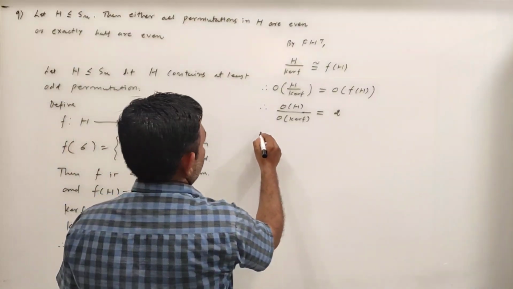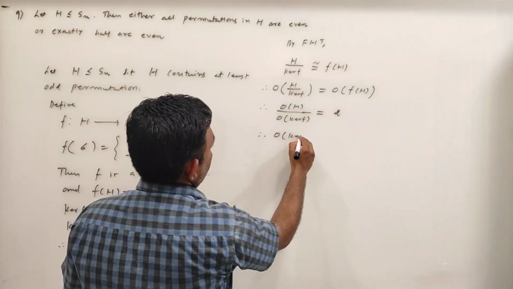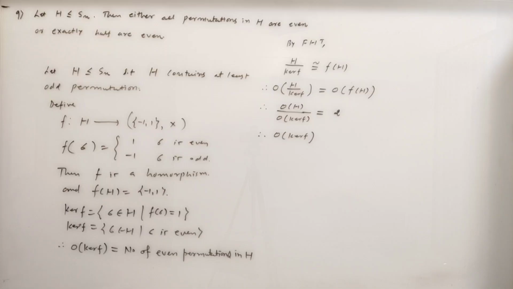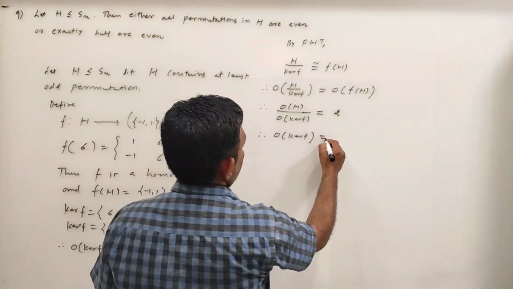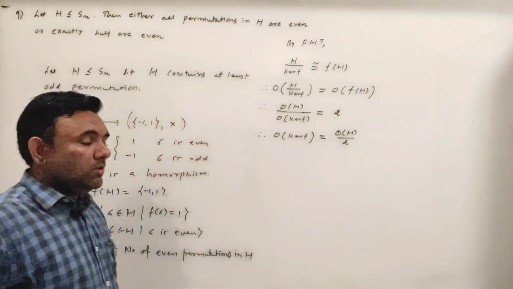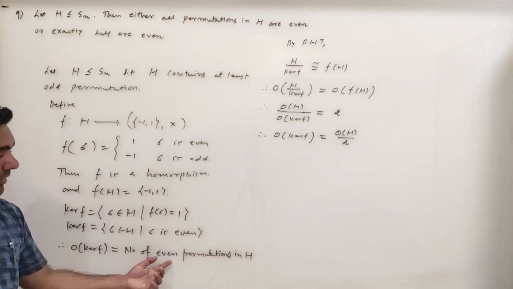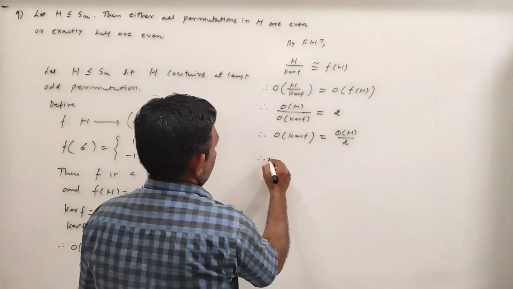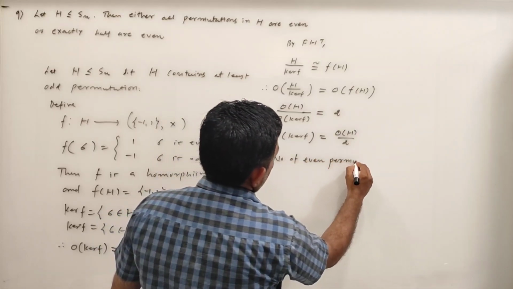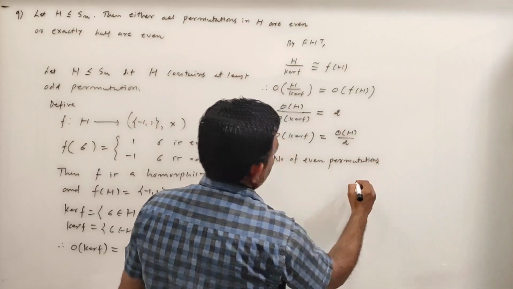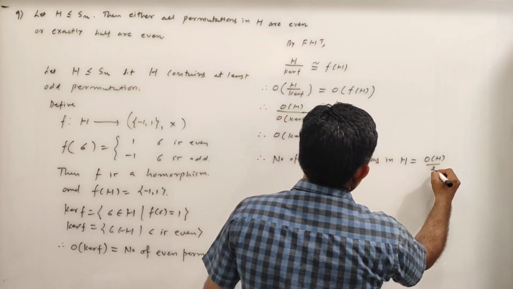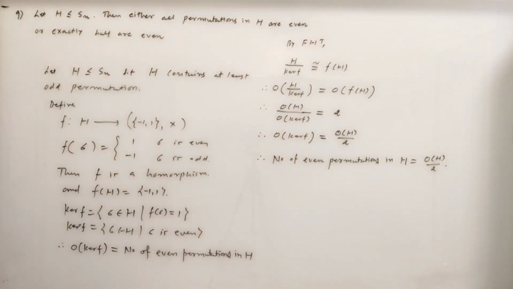So therefore the order of kernel of f is equal to the order of H by 2. But what is the order of kernel of f? The number of even permutations in H. So therefore the number of even permutations in H is equal to the order of H by 2. So hence it is proved.